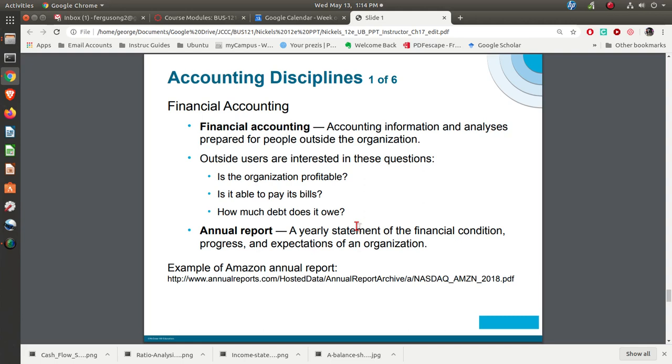The various disciplines that go with accounting. You have your financial accounting. In other words, actually looking at the finances that are going on. What's happening with our income? What's happening with our expenses? What will happen is you'll put together an annual report. Now, if you want to see an annual report, you can go out and see Amazon's at this link right here.